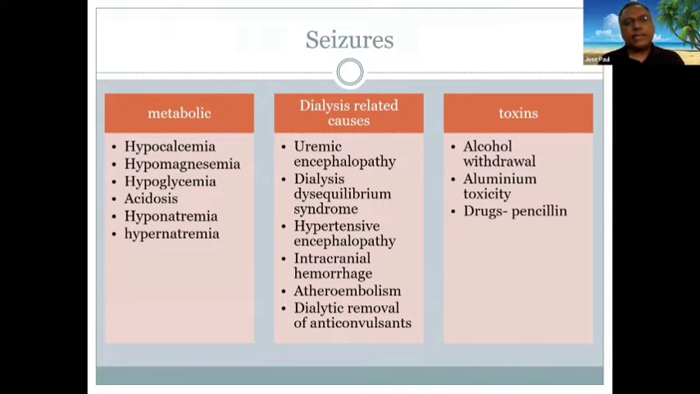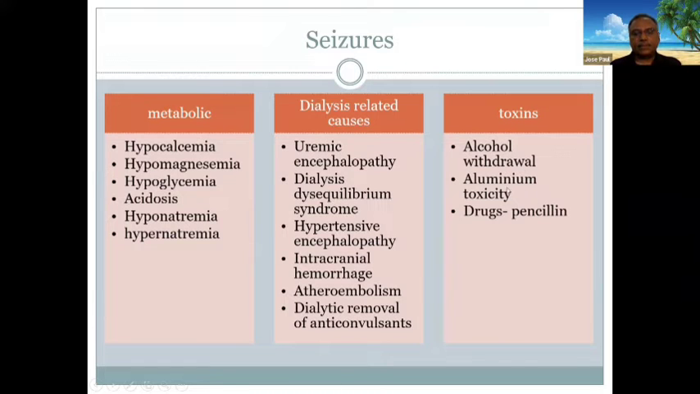Then another main complication is seizures. So the causes of seizures are again multifactorial. You can have metabolic causes, dialysis-related causes, and toxins, which can lead to seizures. Metabolic causes include hypocalcemia, hypomagnesemia, hypoglycemia, acidosis, hyponatremia, and hypernatremia. So all these metabolic causes have to be kept in mind when you are dealing with a patient with seizure. And dialysis-related causes include uremic encephalopathy, dialysis dysequilibrium syndrome, hypertensive encephalopathy, intracranial hemorrhage, atheroembolism, and dialytic removal of anticonvulsants.